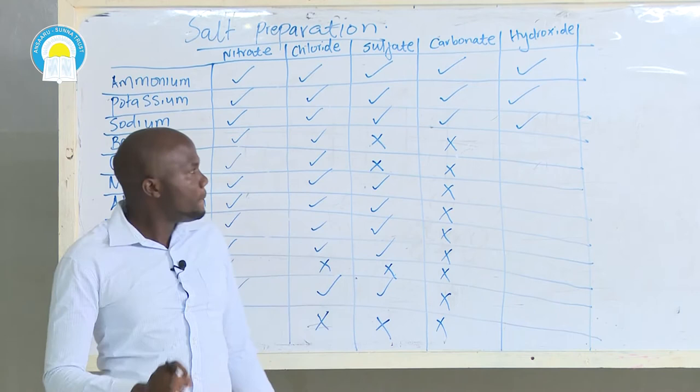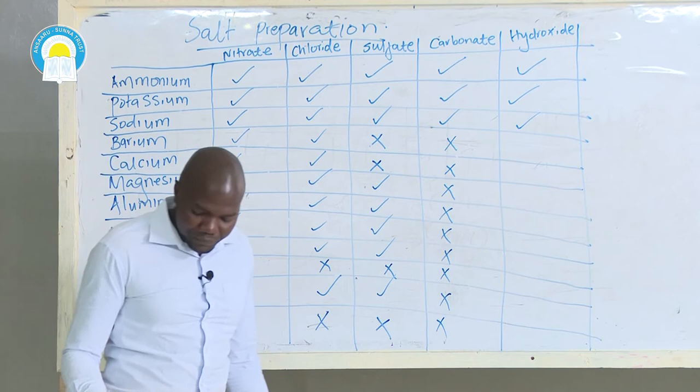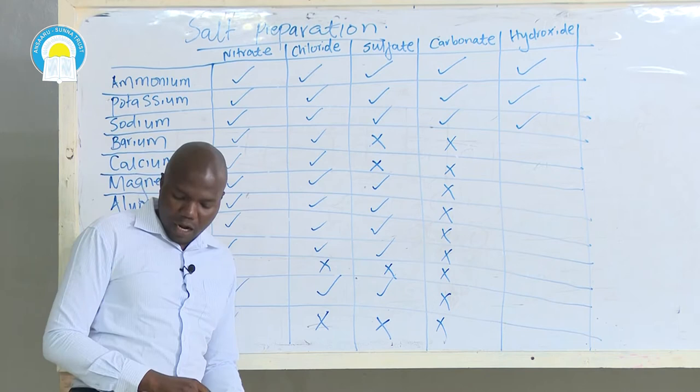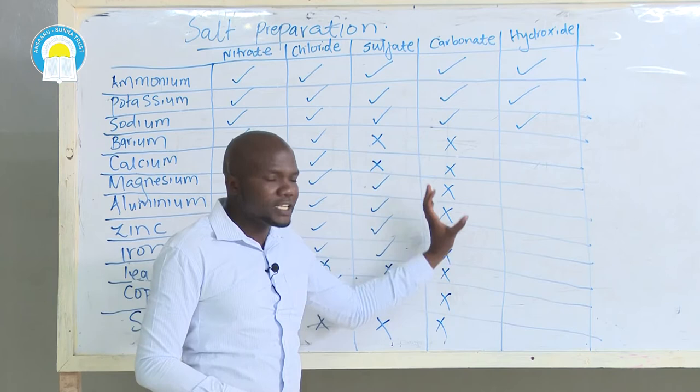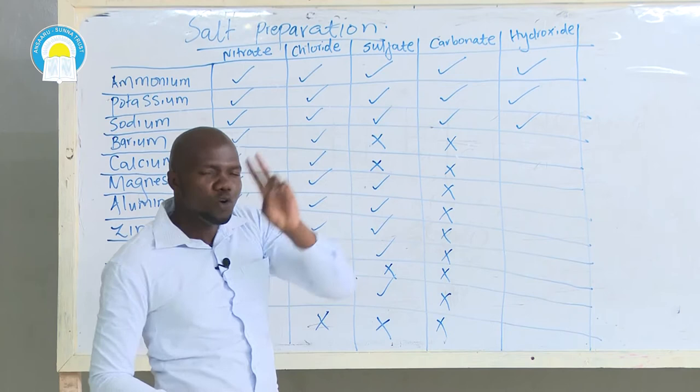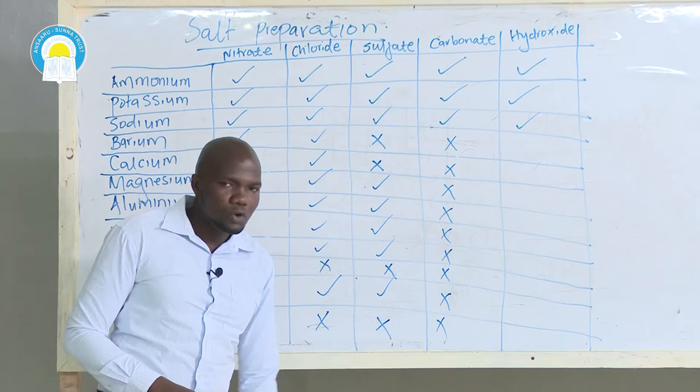All carbonates are insoluble except sodium, potassium, and ammonium carbonate. That one has helped us to know the carbonates that are insoluble in water and the carbonates that are soluble in water. So we only have 3 carbonates that are soluble in water, but the rest are insoluble.